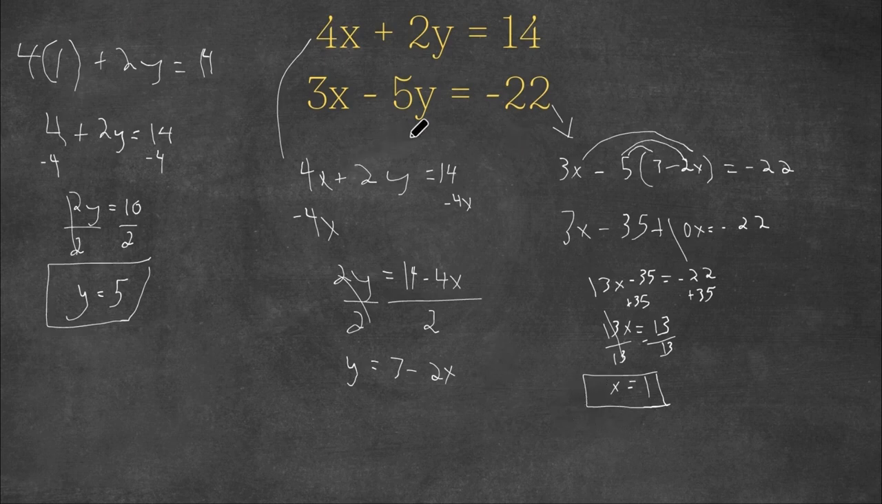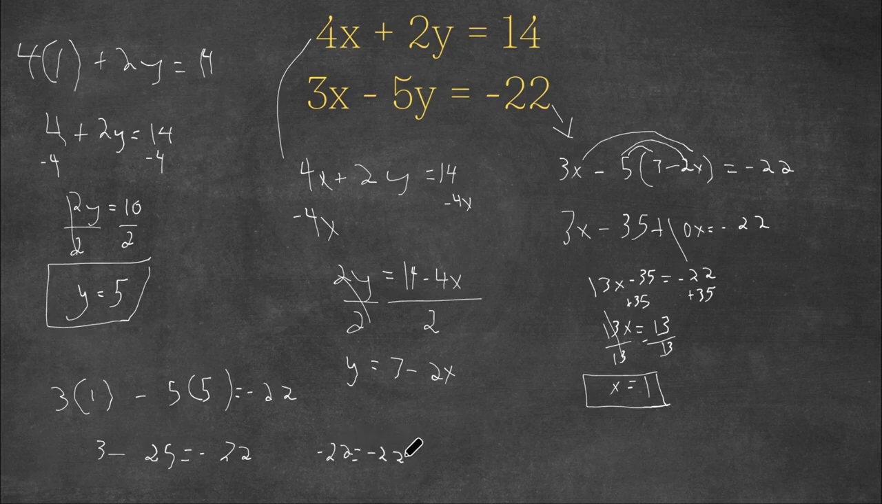So now what we're going to do to check our solution is we're going to plug these two into this equation, our second equation. So this would result in 3 times 1, because x is 1, minus 5 times y is 5 equals negative 22. 3 times 1 is 3, minus 5 times 5 is 25 equals negative 22. And 3 minus 25 is, in fact, negative 22. So we get negative 22 equals negative 22. And because this is right, our two solutions here are right.